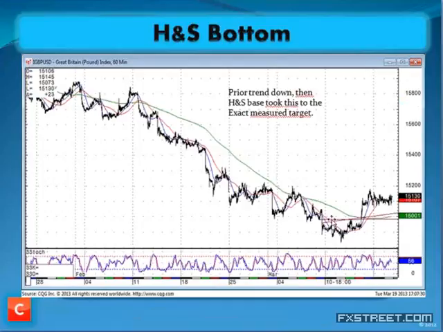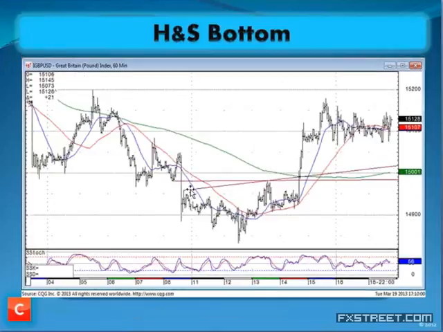Now, this is where we had a head and shoulder bottom in cable. I've done a longer term chart because I wanted you to see that it had the prior trend. But if you look at this chart, you can see where it was an actual break point. We went up, we didn't come down, and we went to the exact measured target.